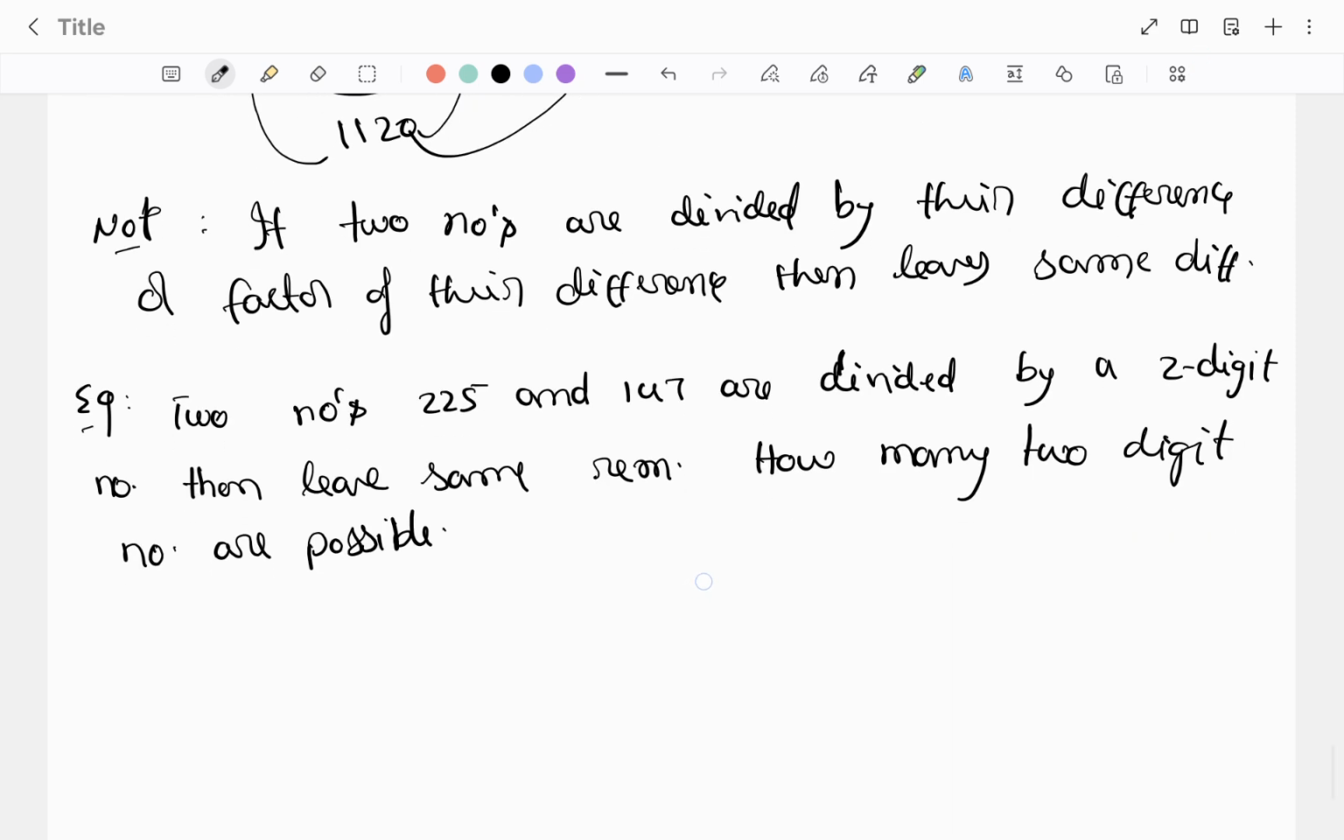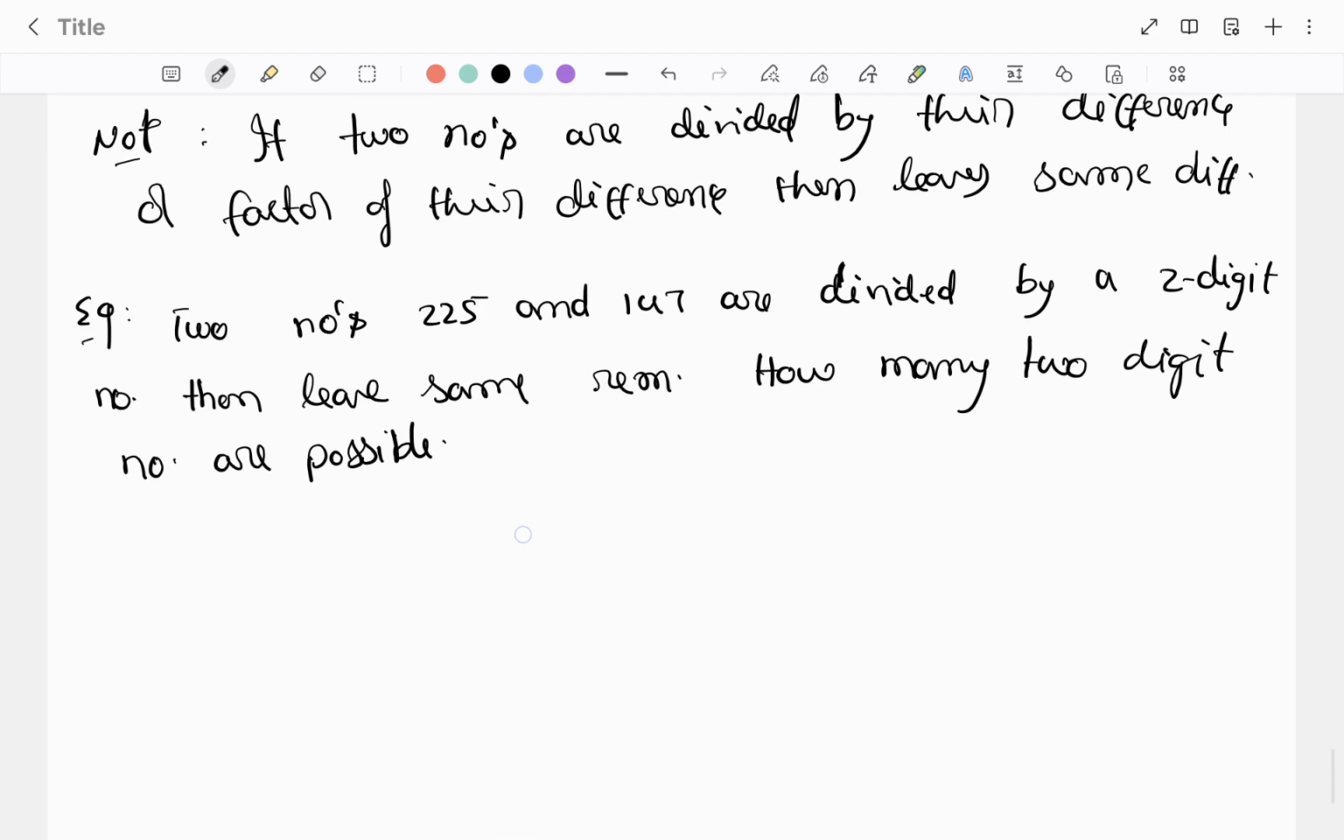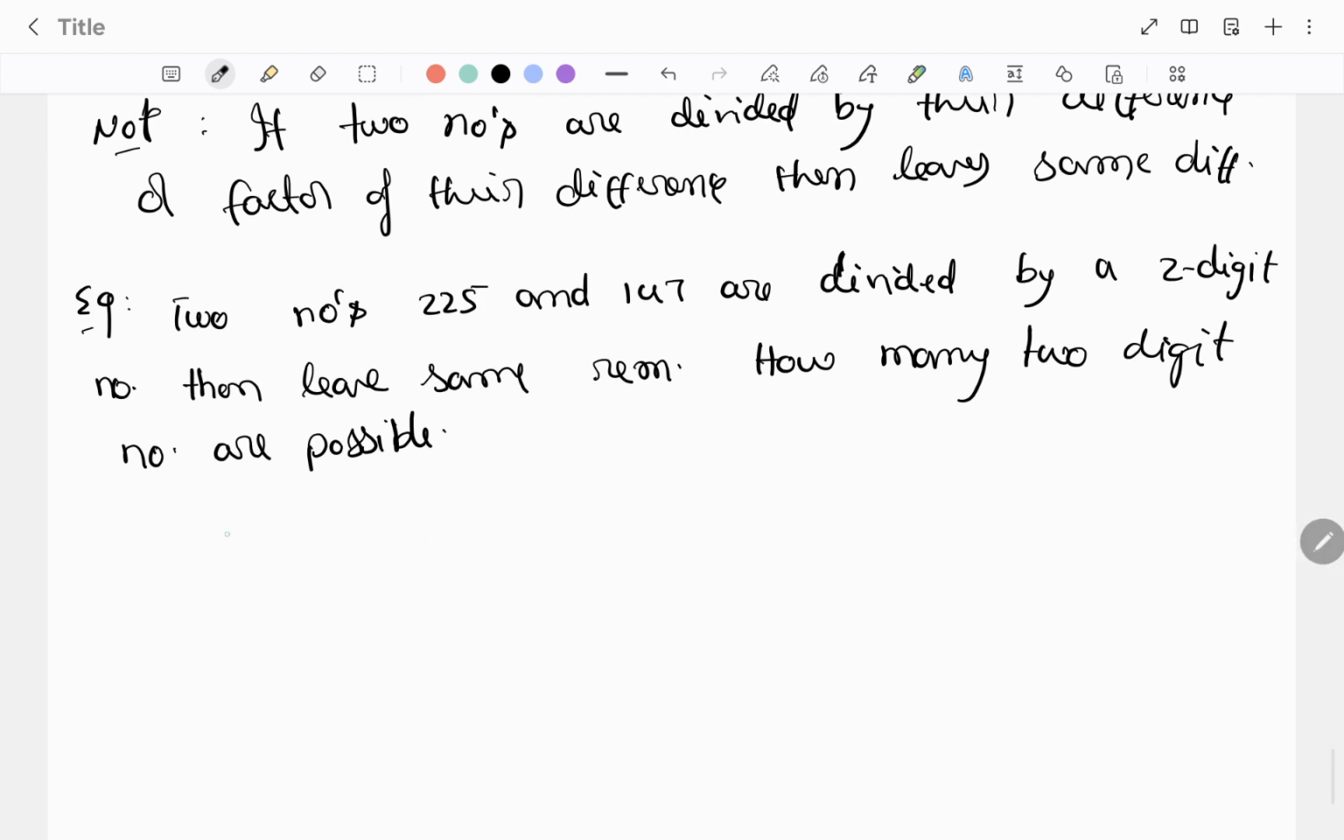Based on the above concept, we'll see an example. Two numbers 225 and 147 are divided by a 2-digit number and leave the same remainder. How many 2-digit numbers are possible? 225 and 147 are divided by a 2-digit number, in the sense they are asking about the HCF. How to find the HCF? Maybe the difference of the numbers or the factors of the difference of the numbers.